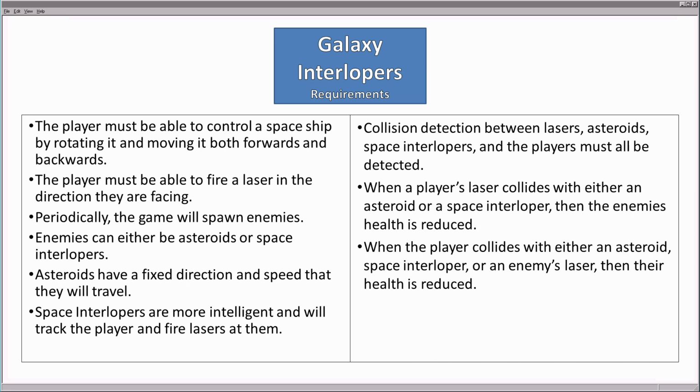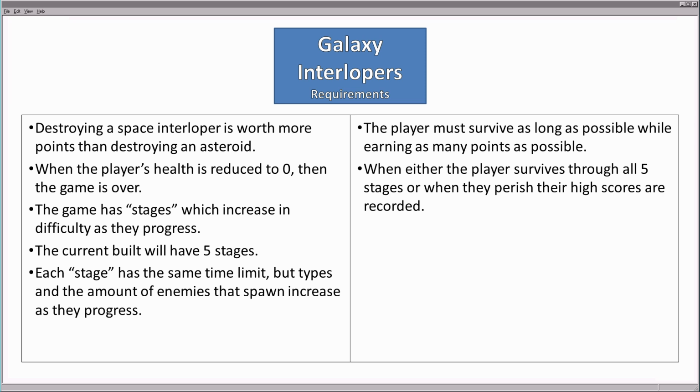Collision detection between lasers, asteroids, space interlopers, and the player must all be detected. When a player's laser collides with either an asteroid or a space interloper, then the enemy's health is reduced. When the player collides with either an asteroid, space interloper, or an enemy's laser, then their health is reduced. Destroying a space interloper is worth more points than destroying an asteroid. When the player's health is reduced to 0, then the game is over.